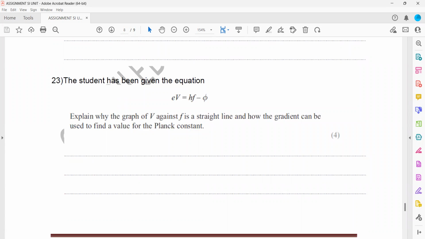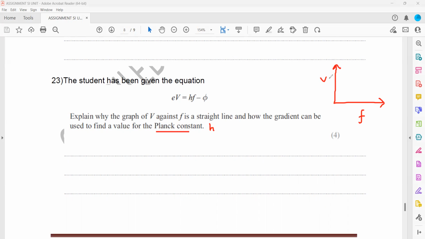In this question, the student has been given the equation EV equals HF minus phi. Explain why the graph of V against F is a straight line and how the gradient can be used to find the Planck's constant. What is the Planck constant here? The Planck constant is H. So we want to plot a graph between V and the frequency F.